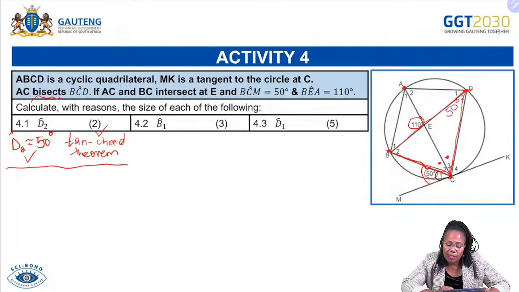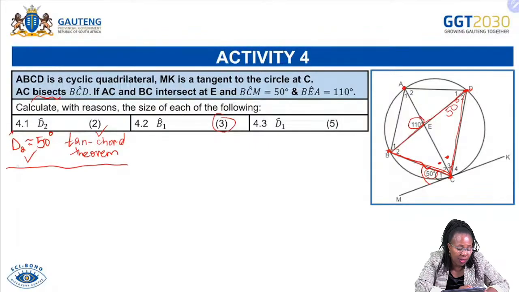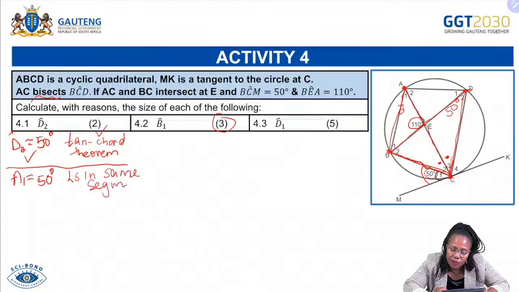And then we need B1 now. B1 is this angle here. Before we go to B1, we must look for the value of A1. That is why we are having 3 marks. A1 is in the same segment. Look at that bow tie shape with the D. So A1 is equal to 50 degrees from D because of angles in the same segment. And then A1 will be 50 also.